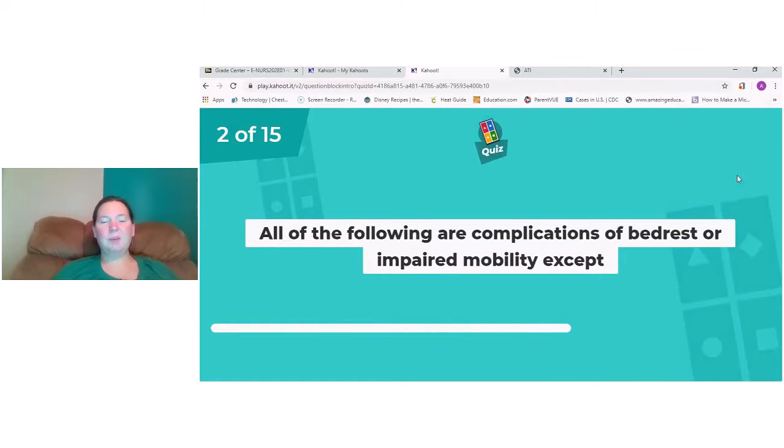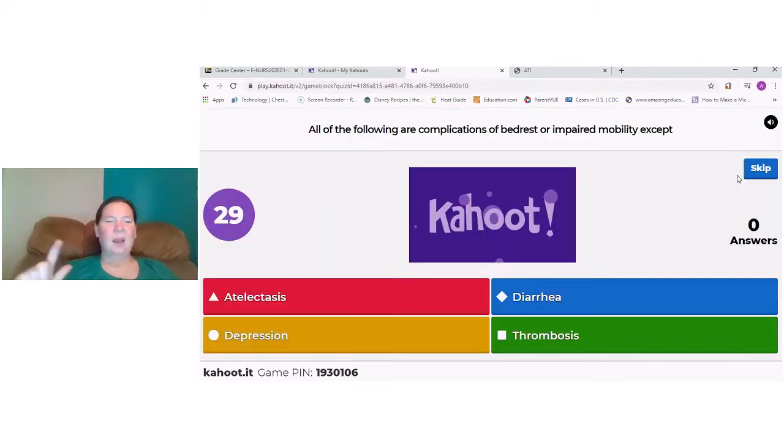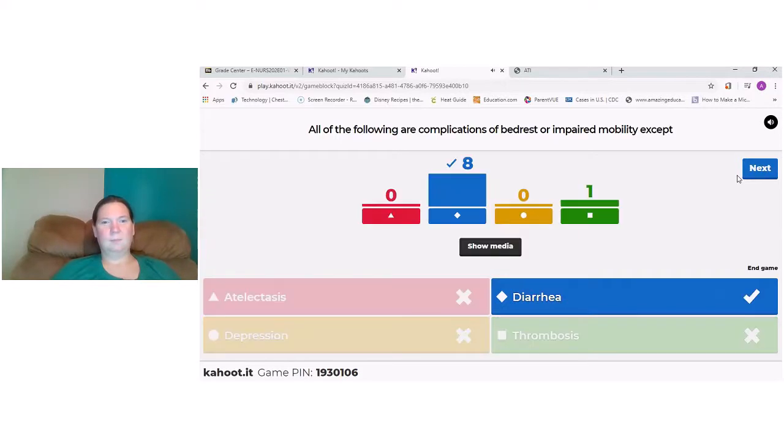All right, all of the following are complications of bed rest or impaired mobility, except what? Atelectasis, diarrhea, depression, or thrombosis. Which one is not a complication of impaired mobility or bed rest? Take yourself back on a trip to fundamentals. Yay! Diarrhea. You wouldn't have diarrhea, you would potentially have constipation with bed rest.